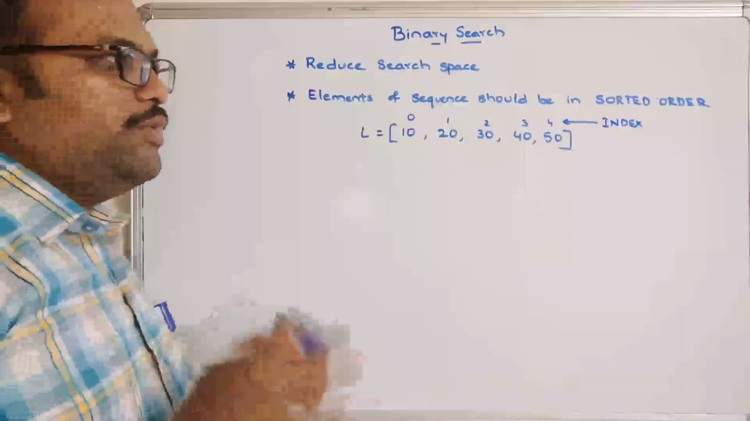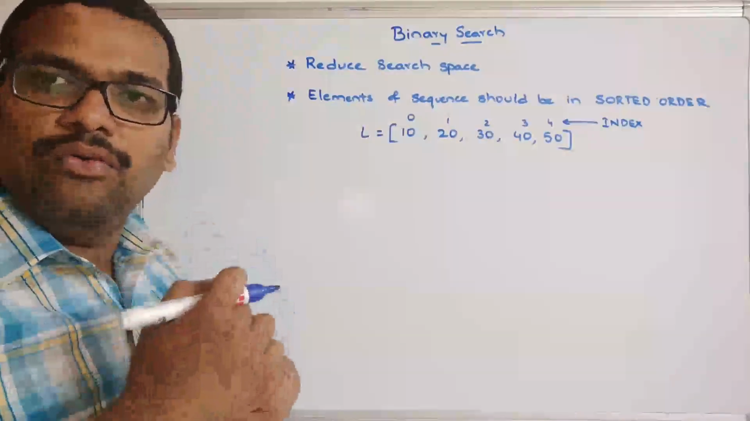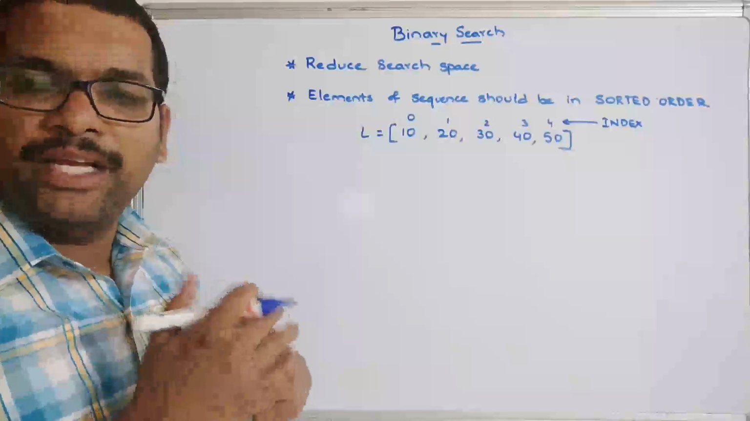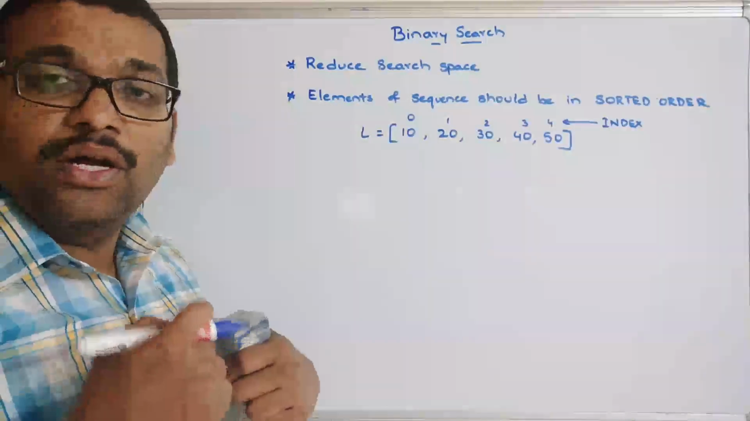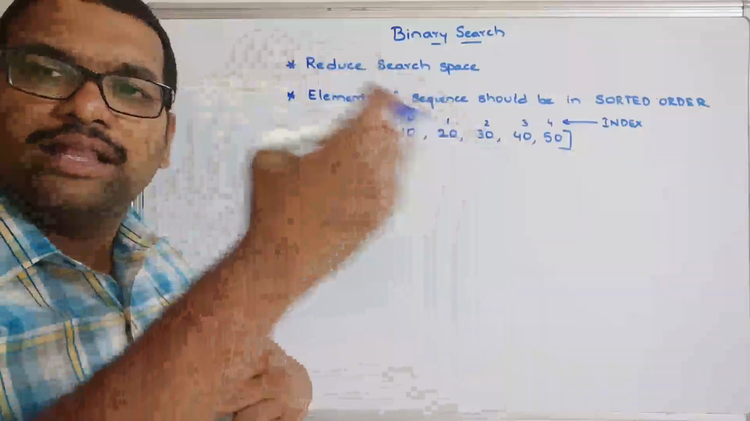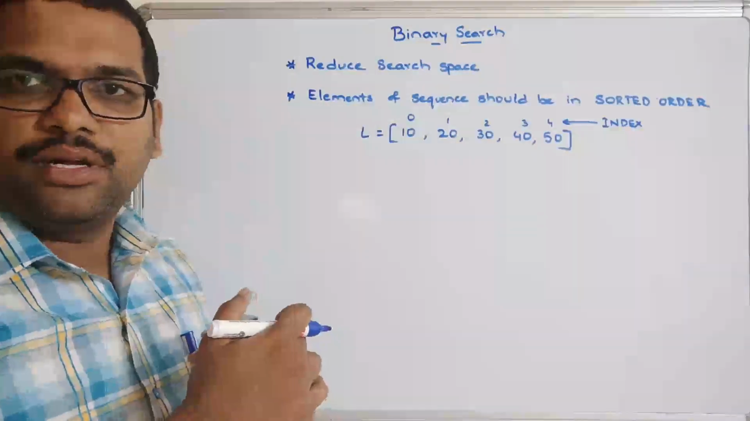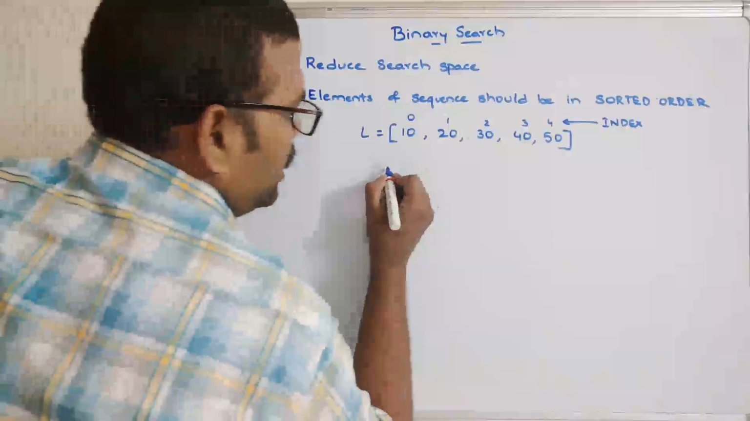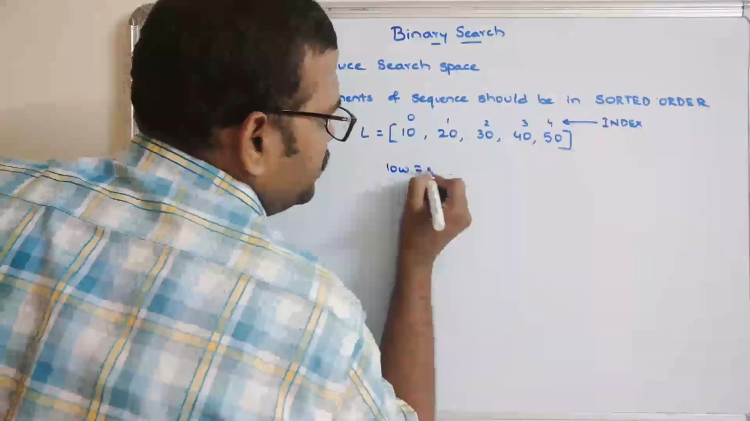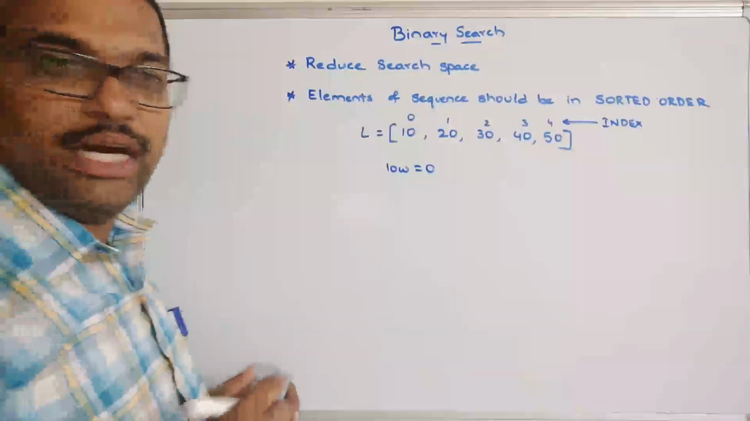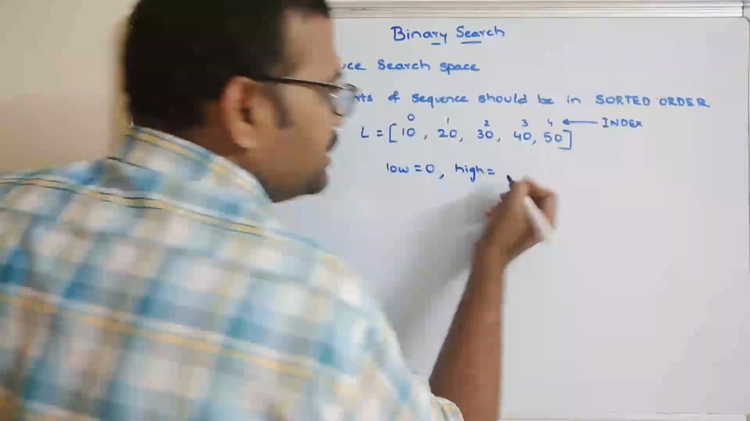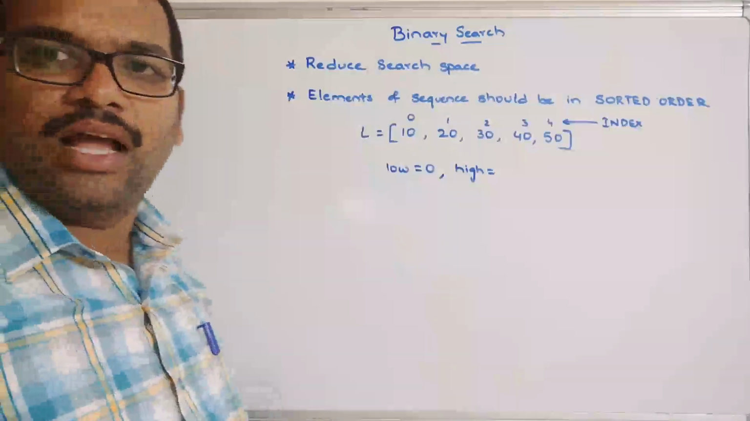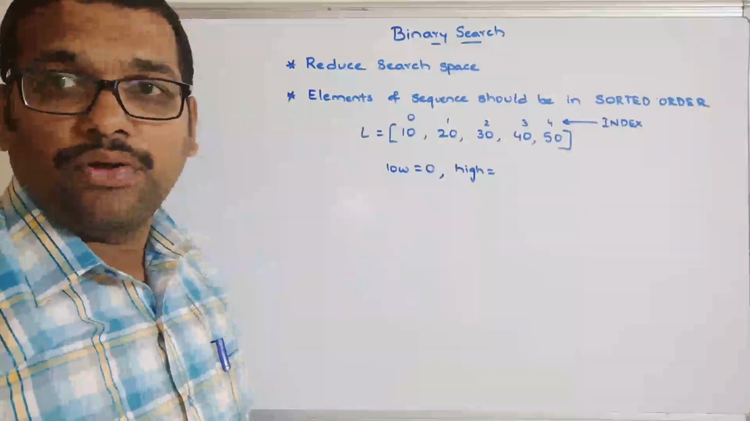Right? So first we have to find the low value and the high value. What is the low value? The starting index. What is the high value? The index of the last position. So I take low as 0 because 0 is the starting index, and high value as 4, right?